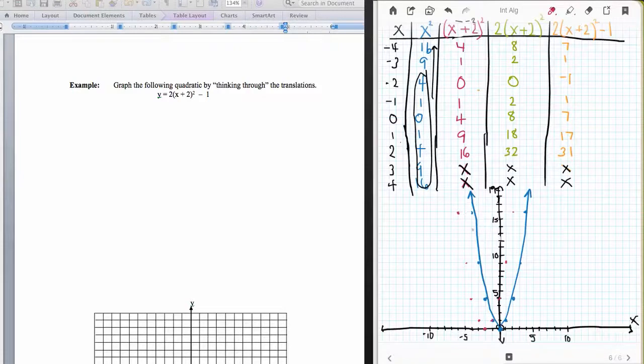So let's just take a look at -4. Let's just start out with our x is equal to -2. So when we have x is equal to -2, yep, there's a 0. When we have x is equal to -3, yep, there is a 1. When x is equal to -4, yep, there it is, equal to 4.